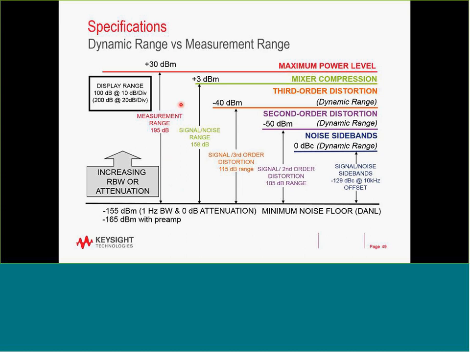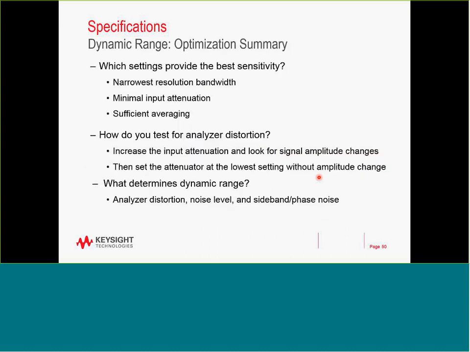So if you ask what is your dynamic range, I would say in this case, from the display maximum value to the minimum value, it will be like 100 dB. So it is 195 dB. If you say between your mixer compression and noise level, then I got this range. If you say I want to measure third order, I'll say the range is 115 dB. If you say I want to measure second order, I'll say, well, it's 105 dB of range. So there's no such thing as a single value.